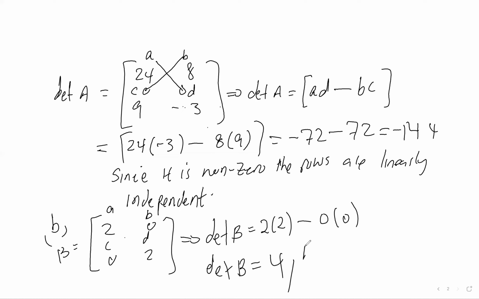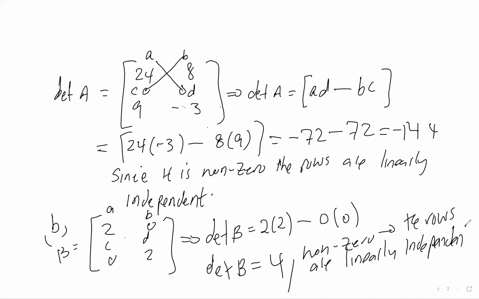What does that tell you? It's non-zero. When it's non-zero, that implies that the rows are linearly independent as well. So that's the first one, and it's not a very difficult one, but it requires you to just pay a little bit of attention.